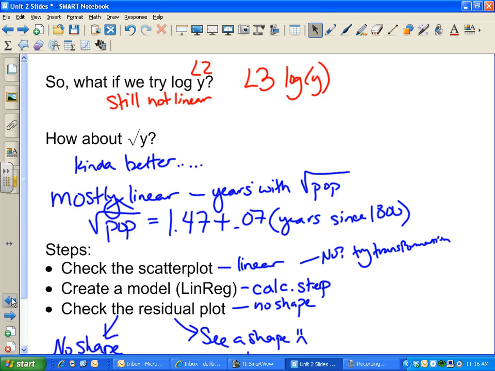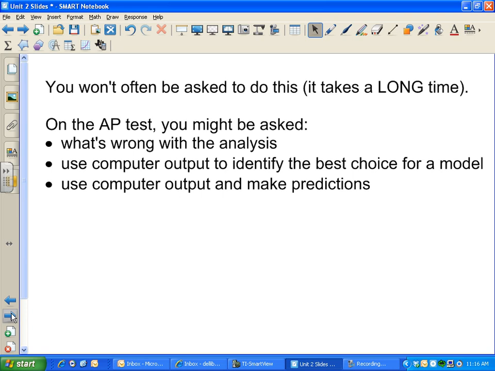So last time when I went through this process of trying a log and then trying a square root, you most likely would not be asked to do that on the AP test. It takes way too long, and it is rather subjective. There's a little bit of personal preference in which model looks the best. So instead on the AP test, you might be asked to do some of these other things.